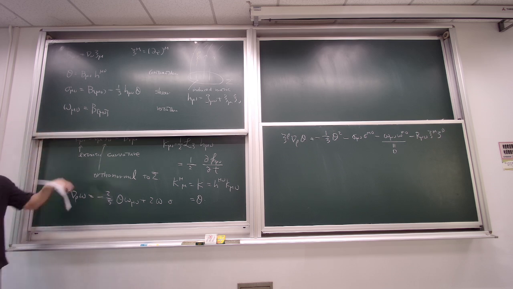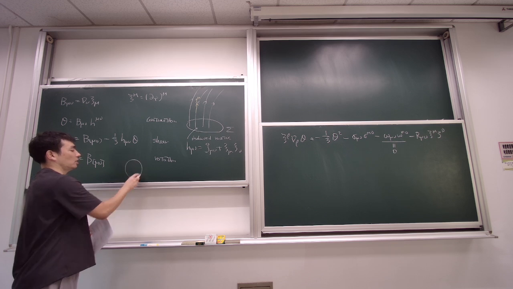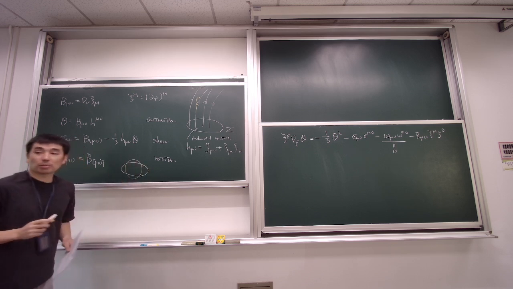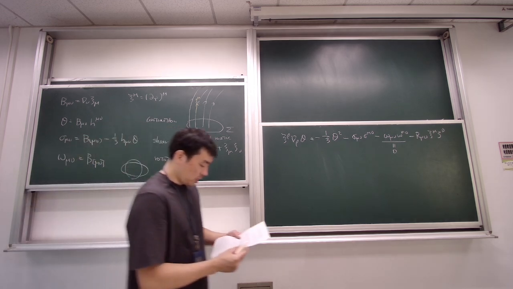Okay. And the shear, on the other hand, is just the distortion of the circle like this, while keeping the area. This will occur due to the spacetime curvature.